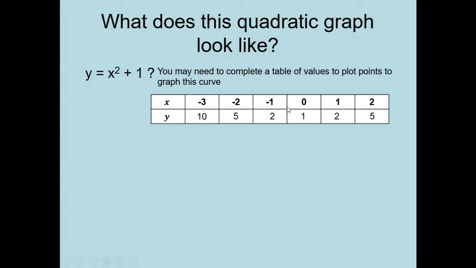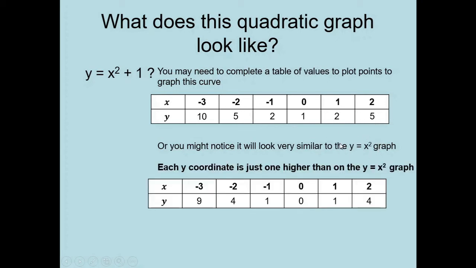So I've just substituted all these x values into this equation to find the y values that go along with them. Now I've got coordinates that I can plot and graph. Or I might have just noticed that this equation here looks very similar to this equation here, y equals x squared. The only difference is each of the coordinates is just one higher than on the y equals x squared graph. So the y value is one more than it is in this graph.